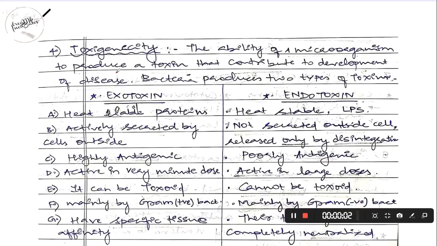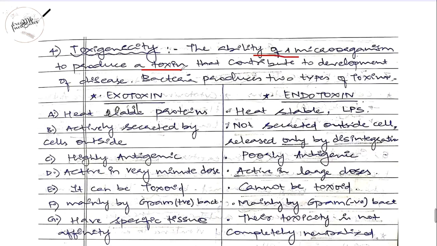Next, toxigenicity, the ability of a microorganism to produce a toxin which contributes to the disease development. Two types of toxins are produced by bacteria: exotoxin and endotoxin. Exotoxins are nothing but heat-labile proteins which are actively secreted by the cell extracellularly. They are highly antigenic and are active in very minimal dose.